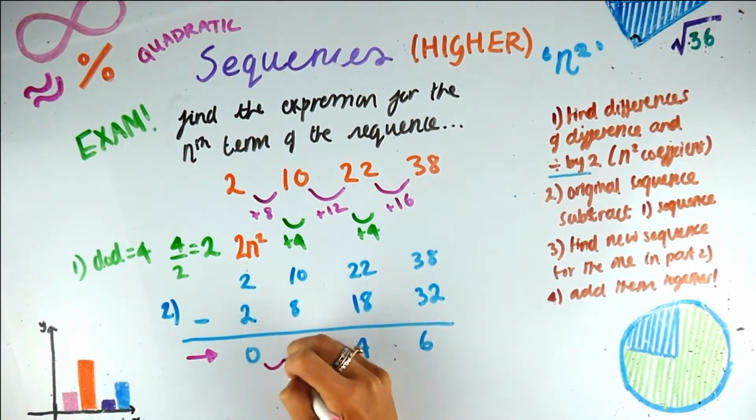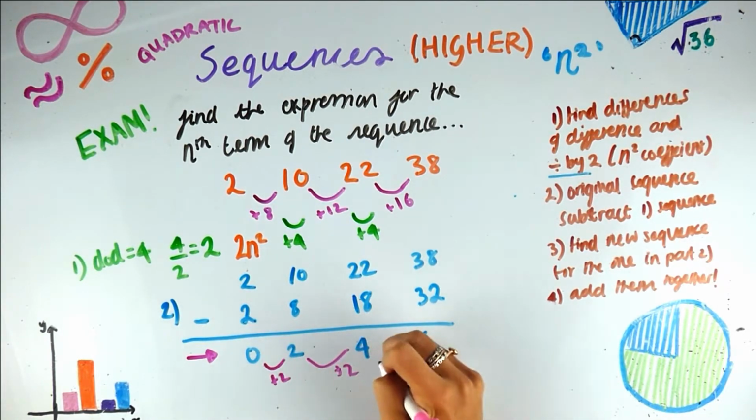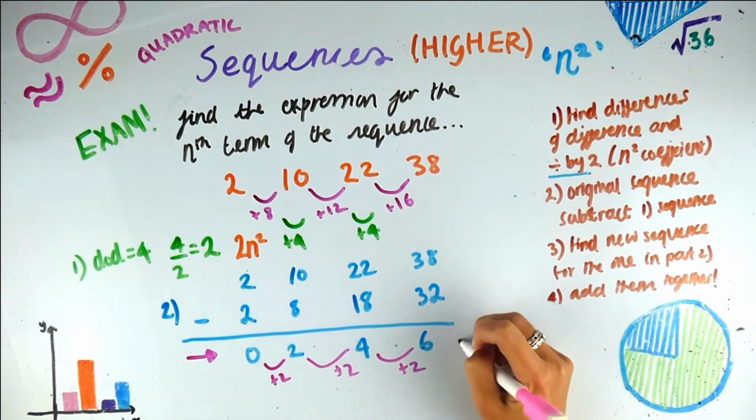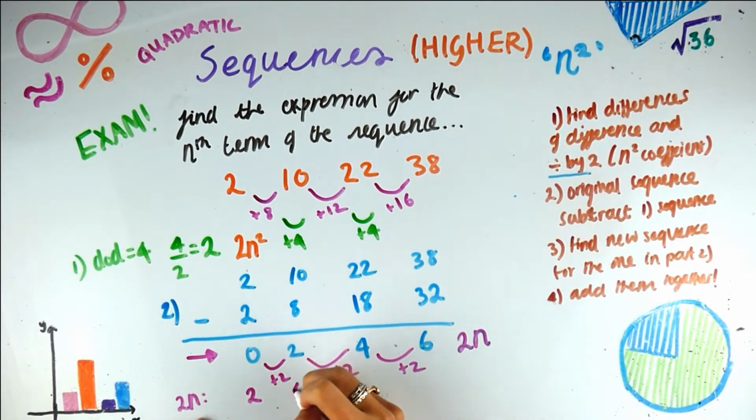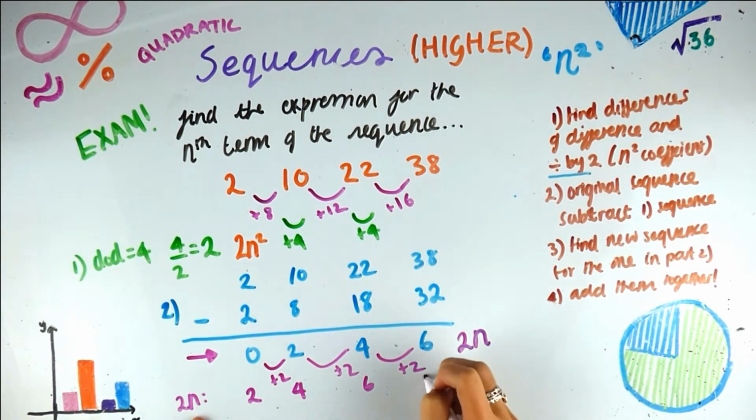Okay, so what's the difference? We're going to add 2 there, add 2 there, add 2 there. So we know we're going to have 2n. But let's look at the sequence 2n. So that was going to be, if we started with 1, 2 times 1 is 2. 2 times 2 is 4. 2 times 3 is 6. And 2 times 4 is 8.